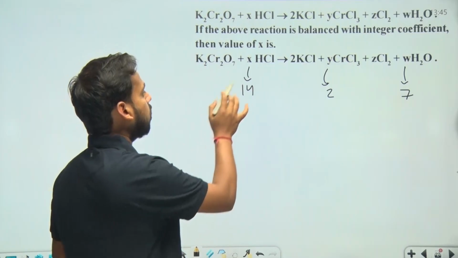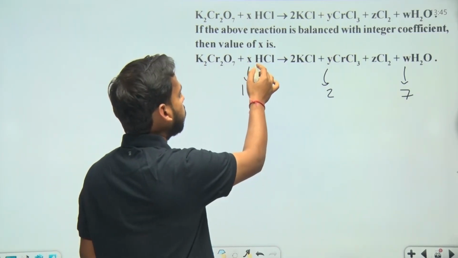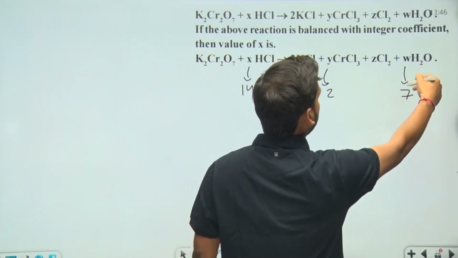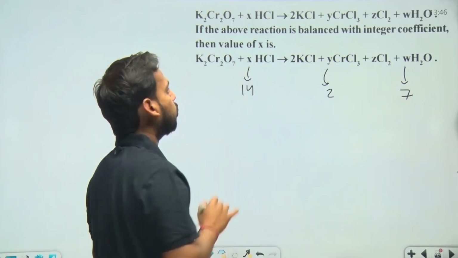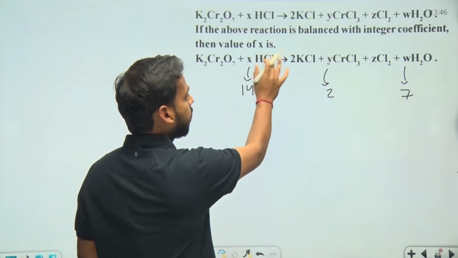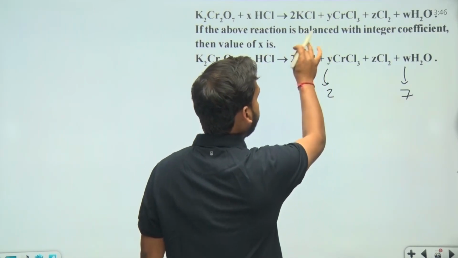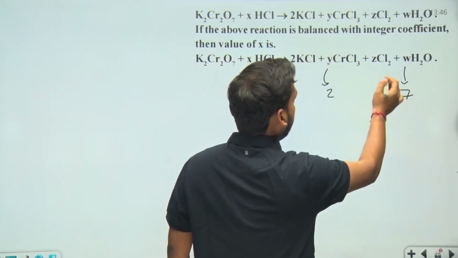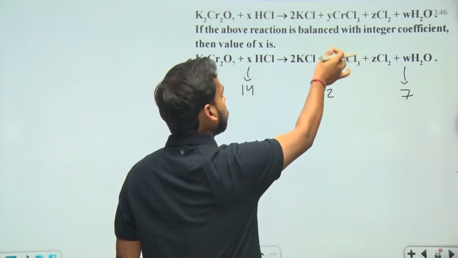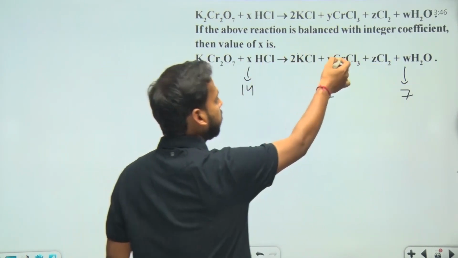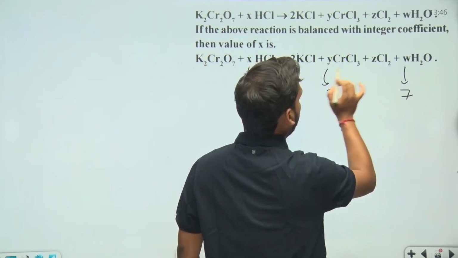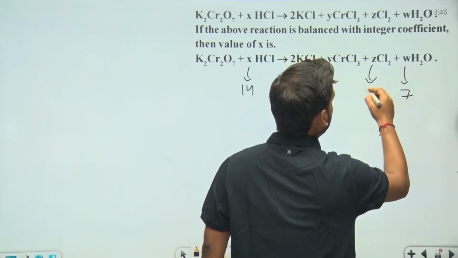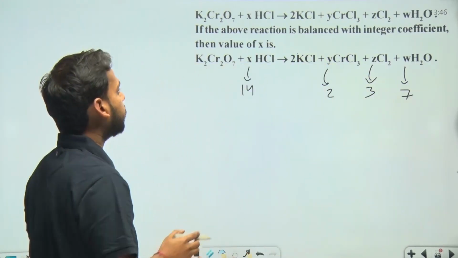Okay. If we talk about the H, here H is 14 and here also H is 14. But from the chlorine point of view, chlorine is also becoming 14. And here chlorine is already 2 and 3 into 2 is 6. And for the Z, 6 and here 2 already, like it is 8, and 14 we have to reach, so we require a 6 also. So Z will become 3. Z will become 3. So finally it is balanced.